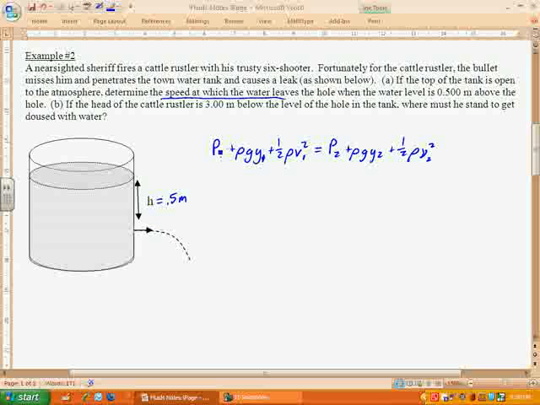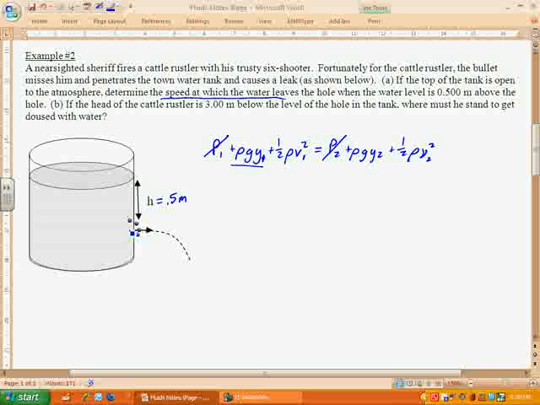Okay, so let's go ahead. At position 1, we've got some height. Okay, so that would be right here. We have some height that's above my water, and so we're going to say, all right, the density of the water is 1,000 times 9.81 times y, which is 0.5 meters.